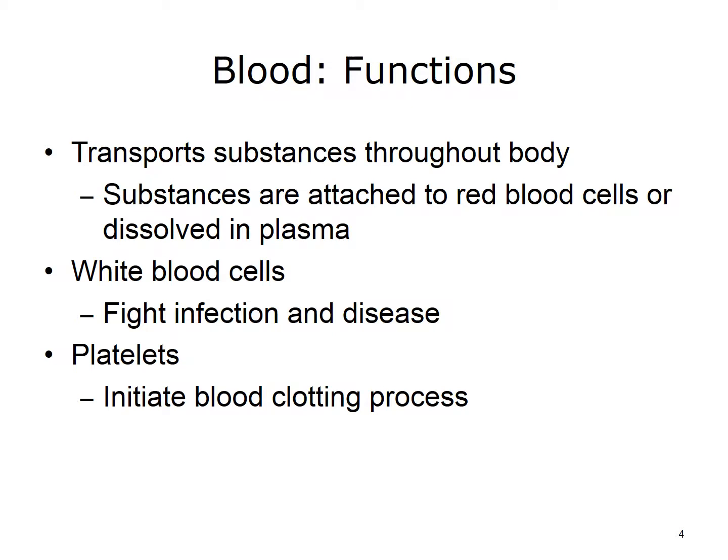Our blood serves to transport substances throughout the body. These substances attach themselves to red blood cells or are dissolved in the blood plasma. One of the most important components of our blood is the white blood cell. White blood cells fight infection and disease. You might like to think of white blood cells as the Pac-Men of the blood system because they travel throughout our bodies, eating up bacteria and other infectious agents. Platelets are another essential ingredient of our blood. Platelets help in the clotting process.